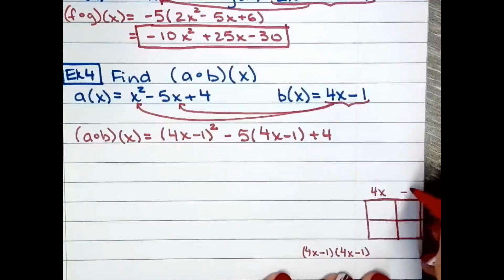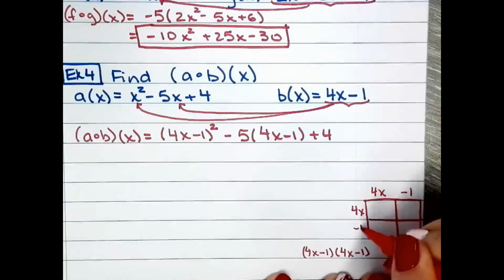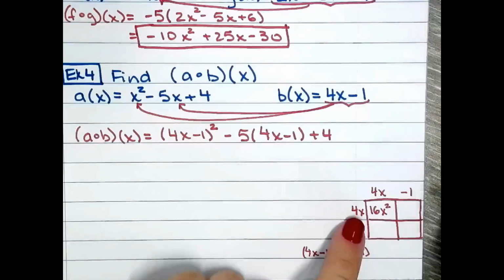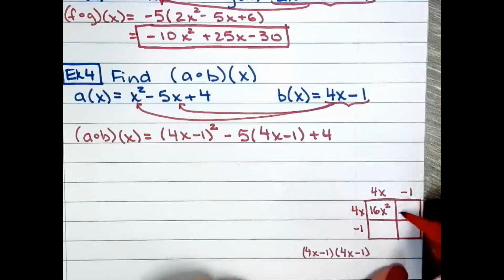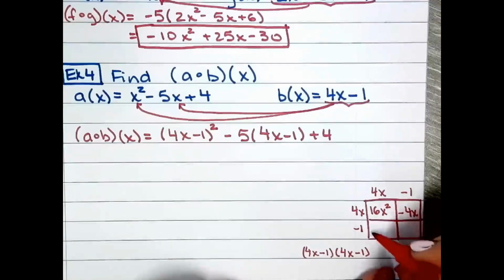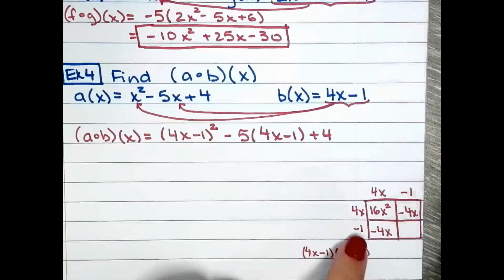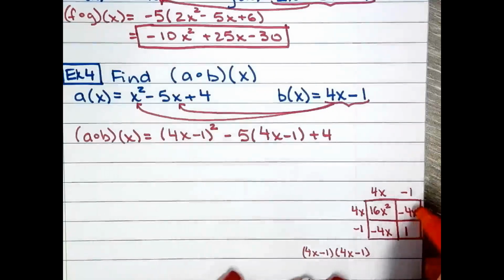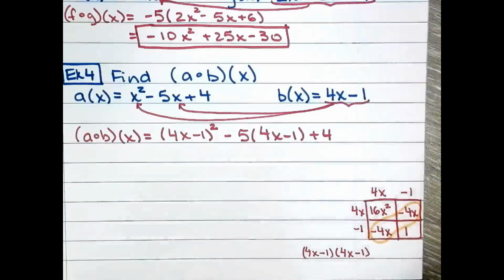So 4x minus 1, 4x minus 1. Multiply 4x times 4x, 16x squared. 4x times negative 1, negative 4x. Negative 1 times 4x, negative 4x. Negative 1 times negative 1, positive 1. Now you will combine like terms. These are the only two that are like terms.